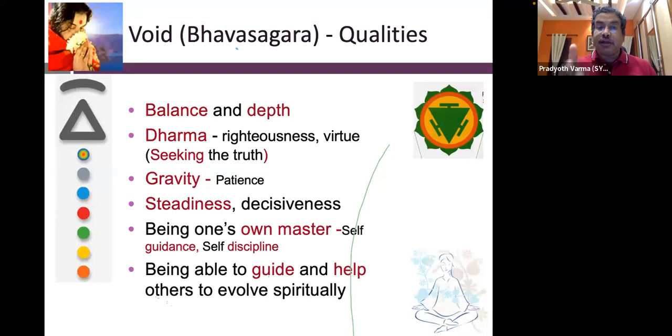It gives you a lot of patience. It gives you the dharma we already talked about, that is the virtues, and seeking the reality, seeking the truth. Why have we come on this earth? As this principle develops, we get balance, we get depth, we get steadiness. And over here, for the first time, what Sahaj Yoga does is make us our own guru. We do not depend on anybody else now, because we are guided by the great spiritual guidance of the vibrations.